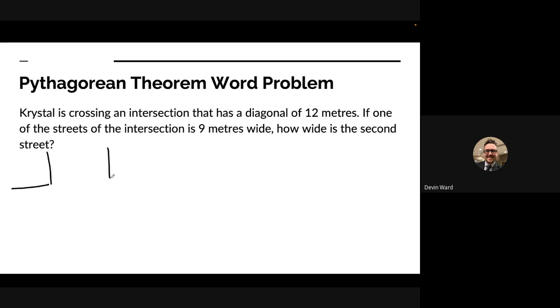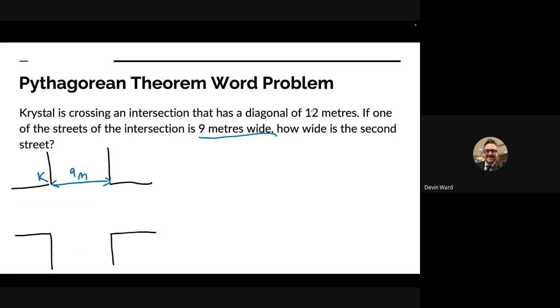So I have an intersection here with two streets, okay? So this street's going this way, and the street's coming this way. So let's say Crystal is at this corner. Now it tells us that one of the streets of the intersection is 9 meters wide. So we're going to say that this street here is 9 meters.